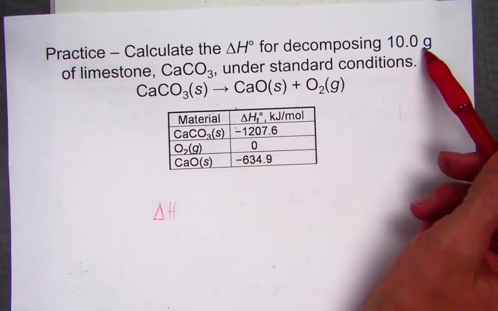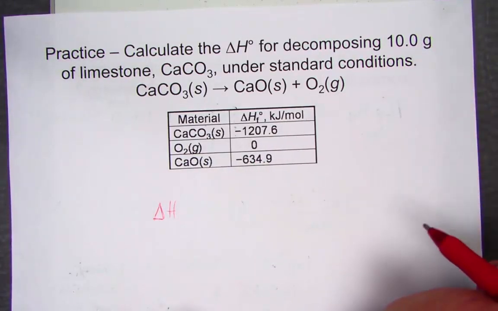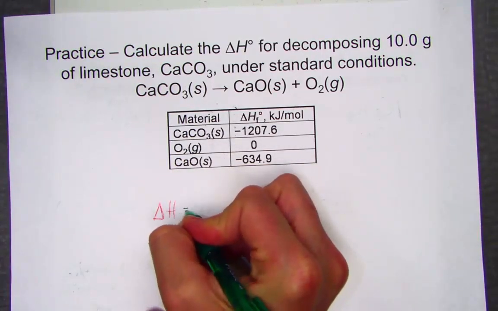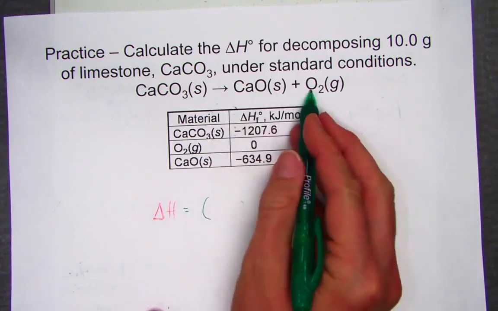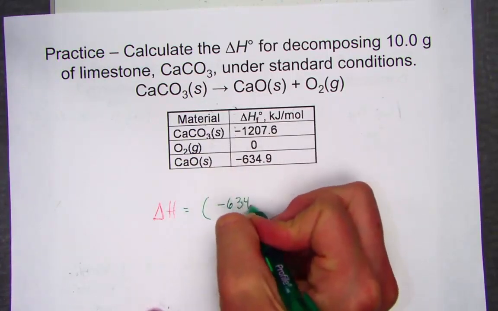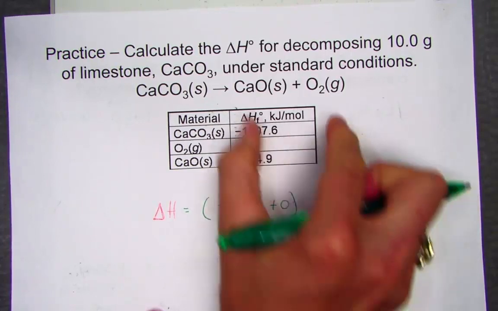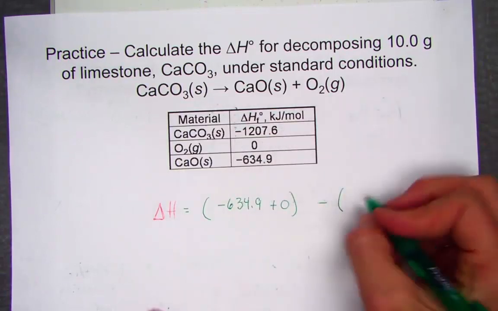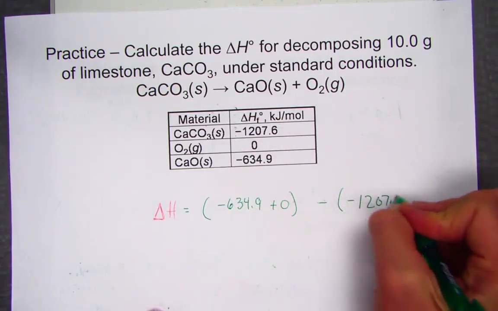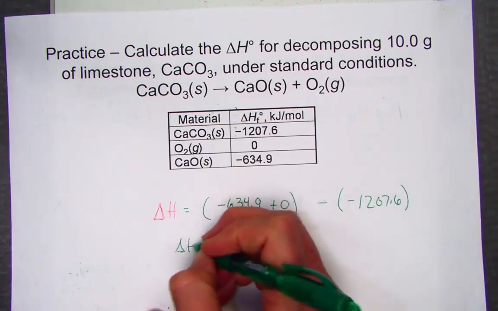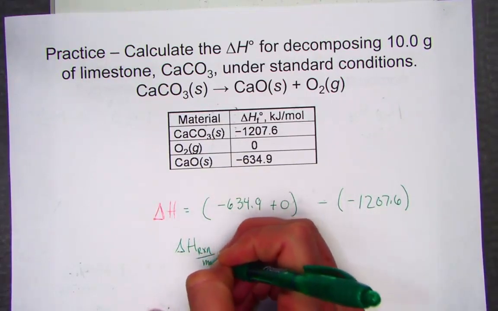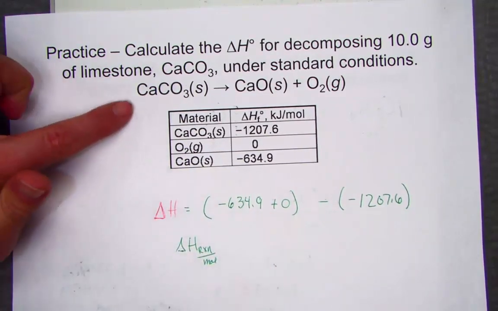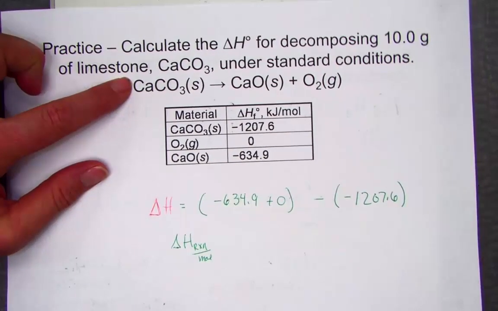What that will come to is per mole. And we'll just have to find out for the mass of 10 grams. So let's find delta H by taking the sum of the products, which would be negative 634.9 plus 0, the two products, minus the sum of the reactant, of which there's only one, which is negative 1207.6. We'll simplify this for the reaction, and that comes out in per mole. And notice calcium carbonate is already written on a per mole basis. The coefficient is a 1.